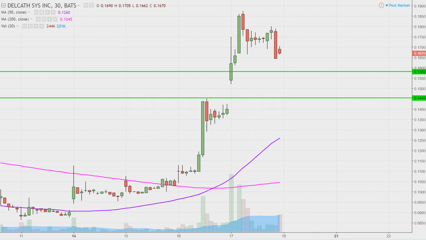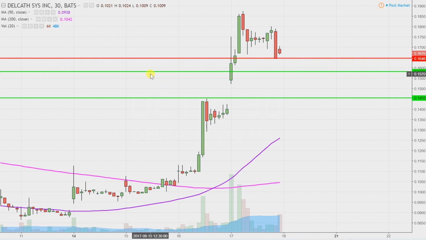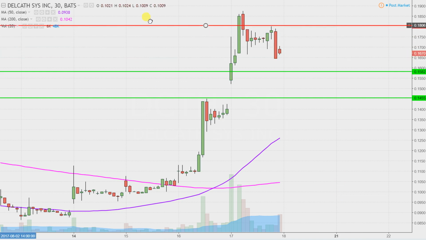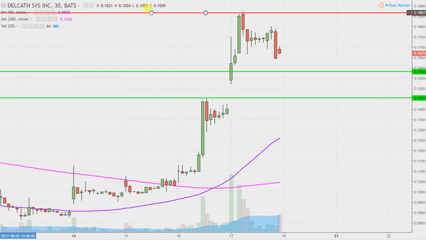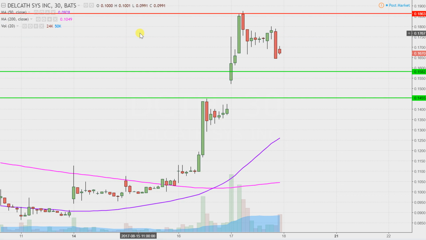What about areas of resistance? At this point, two levels of resistance stand out. The first one is what I would call the fun one. And the fun one is just right up here at 18.5 cents. I call it the fun one because I'll be the first to admit it is fun to talk about testing previous highs and breaking new highs, and that's what 18.5 cents represents.